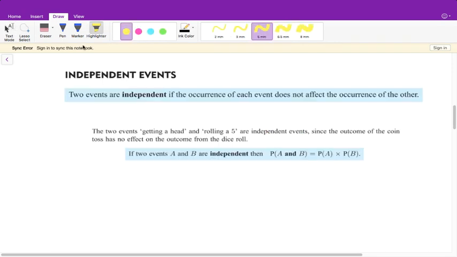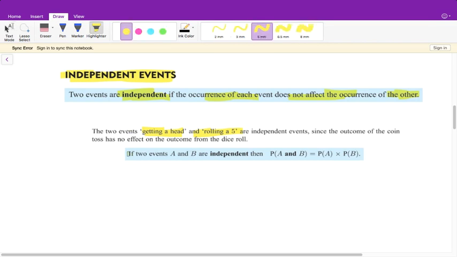So one of the things that you need to understand are independent events. Two events are independent if the occurrence of each event does not affect the occurrence of the other. So think about what we just did: getting a head and rolling a 5. Whether I get a head on a coin or not, it's impossible for it to affect what I roll on a die. So they're completely independent of each other because flipping a coin and rolling a die have no effect on each other whatsoever.